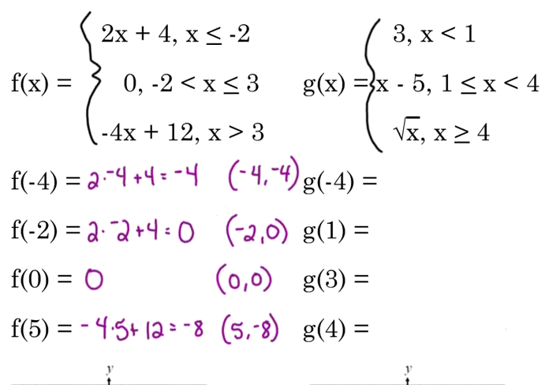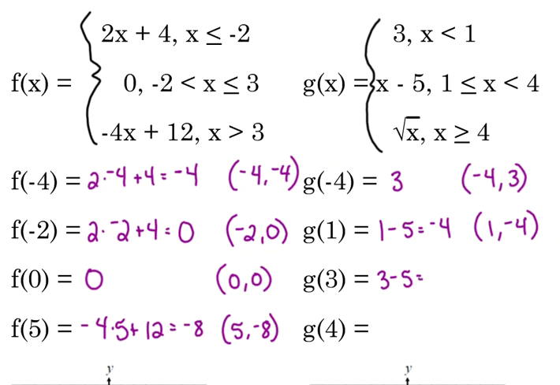All right, let's look at the other piecewise function. We've got 3 when x is less than 1. So negative 4 is obviously less than 1, so the value there is 3. So negative 4, 3 is a point. 1 is equal to 1, so that's the middle piece. 1 minus 5 is negative 4, so 1, negative 4. 3 is between 1 and 4, so we plug that into the middle piece. 3 minus 5 is negative 2. 3, negative 2 is our point.